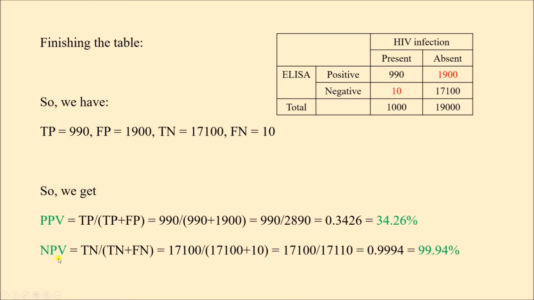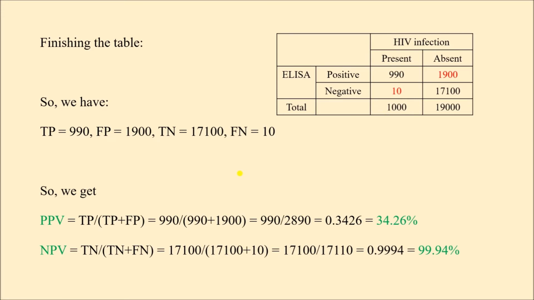Similarly, negative predictive value is given by true negative divided by true negative plus false negative, and the value comes out to be 99.94%, right? So 0.9994, if you multiply it with 100, then we get the percentage value, which is 99.94%. So these are the positive predictive value and negative predictive value of ELISA when applied in population 1, where the prevalence of HIV is 5%.